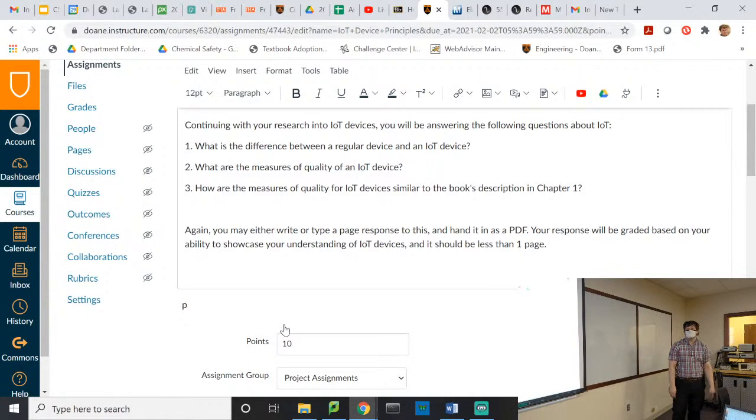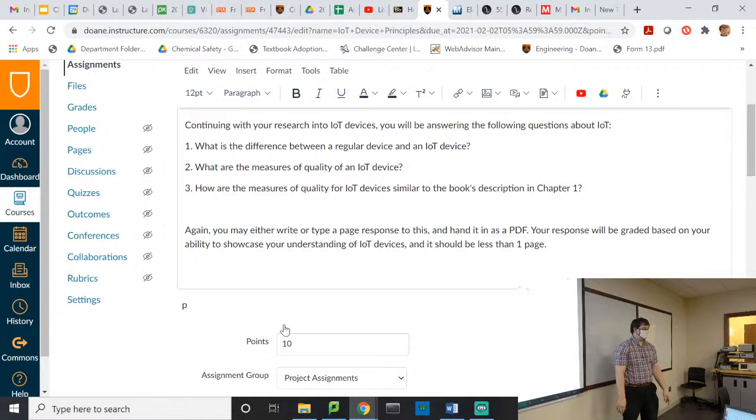If you understand these three answers, you can fit it in a page. Okay. Any questions about what I'm looking for here? So you mean like a page for each question, or just all three? Just all three, one page.